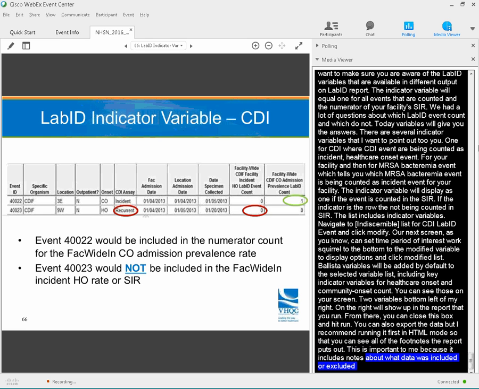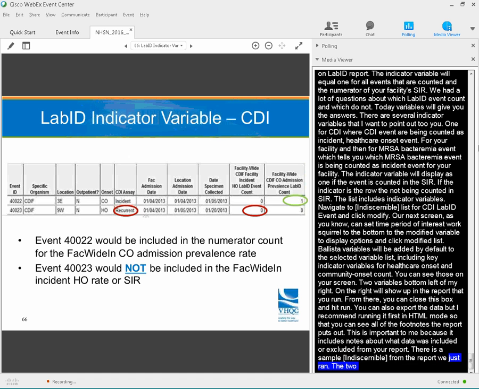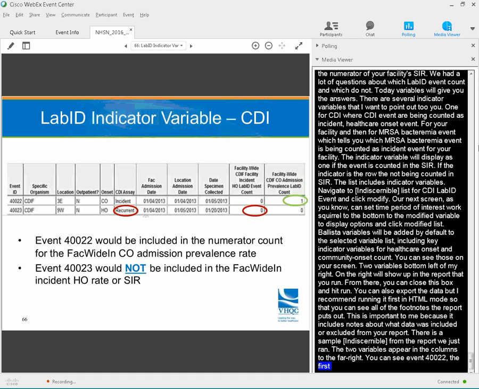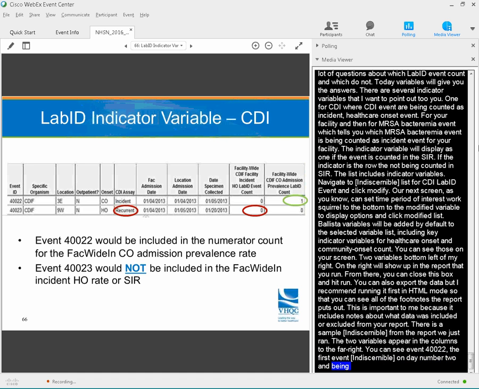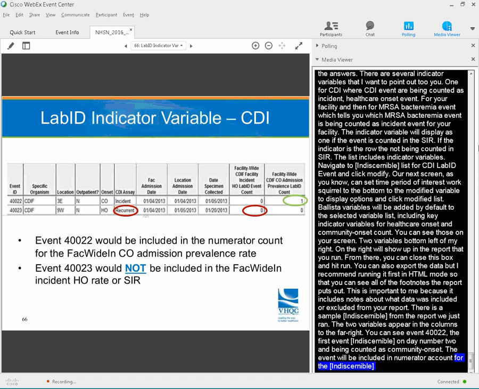Here is a sample line list from the report we just ran. The 2 indicator variables appear in the columns on the far right. You can see that event 40022, which is the first event, had a positive specimen on day 2 and is being counted as community onset. The event will be included in the numerator count for the CO admission prevalence rate, as indicated by the 1 with a green circle around it.